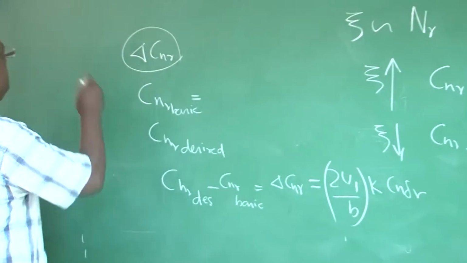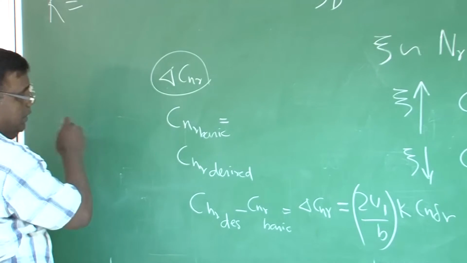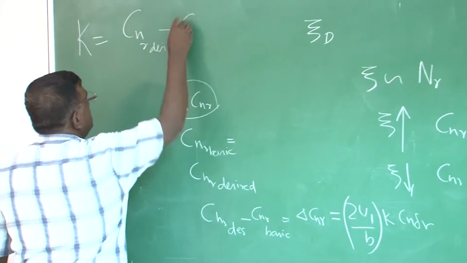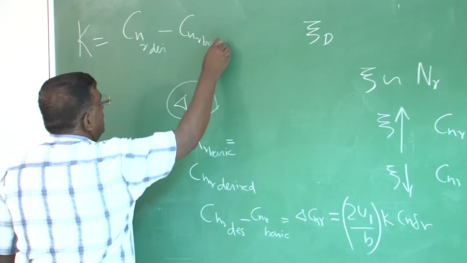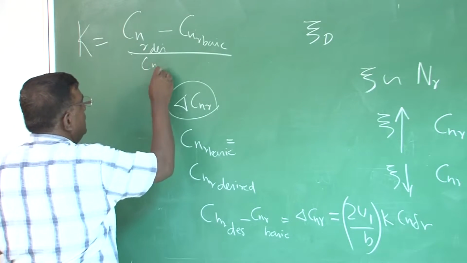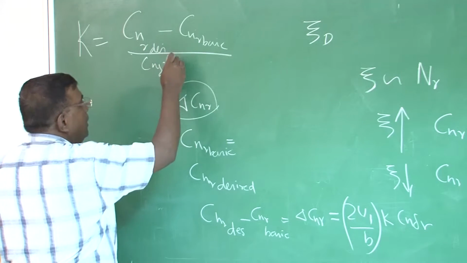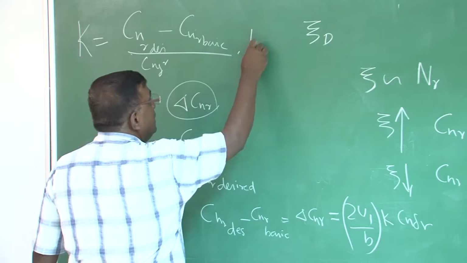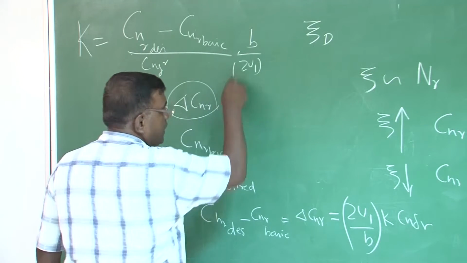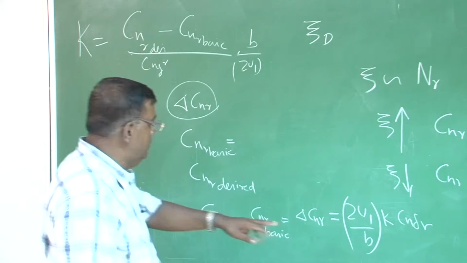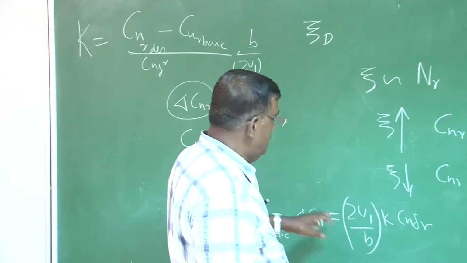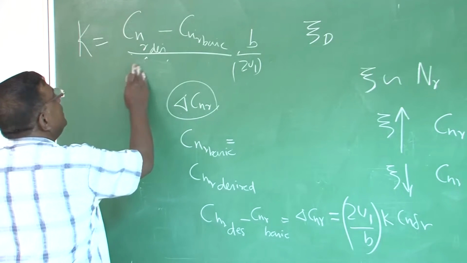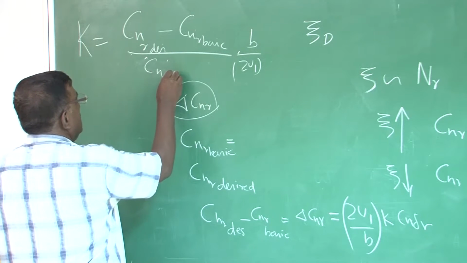So you can find that K in this case will be CNR desired minus CNR basic divided by Cn delta R into b by 2u1. Am I correct? So K will be equal to, into b, is b by 2u1. Please check yourself. Okay? And this is Cn delta R.